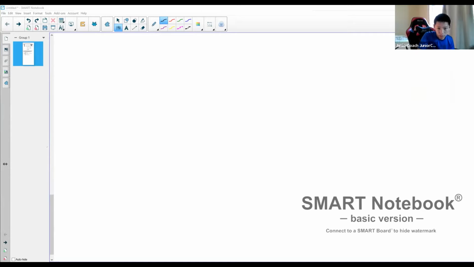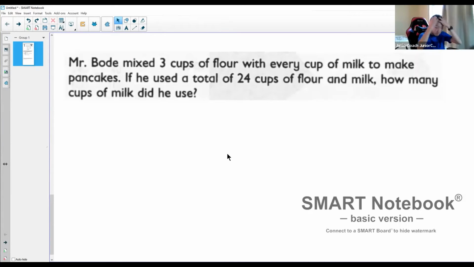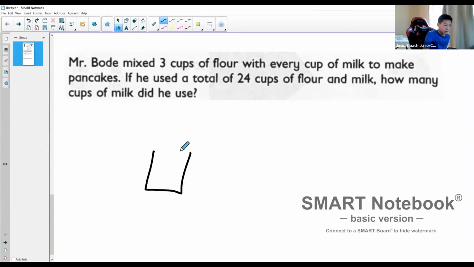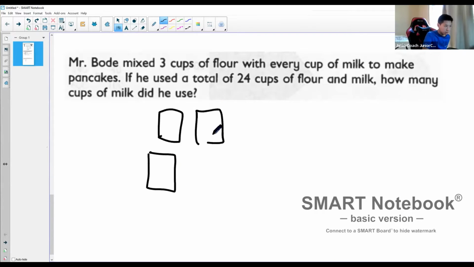So for 26, we had Mr. Bodie mixed 3 cups of flour with each cup of milk to make pancakes. If he used a total of 24 cups of flour and milk, how many cups of milk did he use? So this is a ratios problem, right? So if this is a cup of milk, he used, this is really crooked actually. And this is a cup of milk, this is a cup of flour, because it's 3 cups of flour to every cup of milk, which is 1 basically. If you use a total of 24, how many cups of milk did you use?